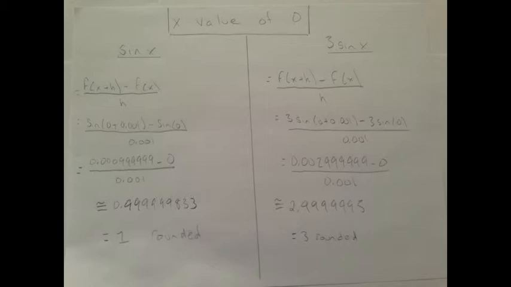So now let's look at IROC for 3 sine x at the same x value. Again, here is the IROC formula. Using 0.001 for h and solving 3 sine x at 0.001 gave us 0.002999999, and 3 sine 0 is 0. Continuing the algebra, the final answer is 2.99999, which is approximately 3. Therefore, 3 sine x has a 3 times larger instantaneous rate of change, and this is because of what I said earlier about the 3 times bigger amplitude.